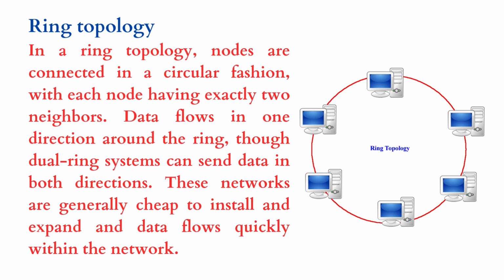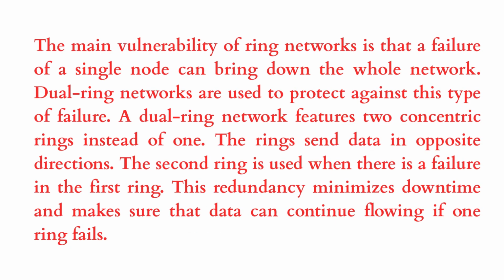Ring topology. In a ring topology, nodes are connected in a circular fashion, with each node having exactly two neighbors. Data flows in one direction around the ring, though dual ring systems can send data in both directions. These networks are generally cheap to install and expand, and data flows quickly within the network. The main vulnerability of ring networks is that a failure of a single node can bring down the whole network. Dual ring networks are used to protect against this type of failure.